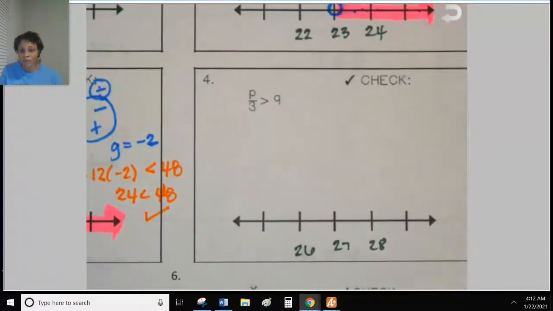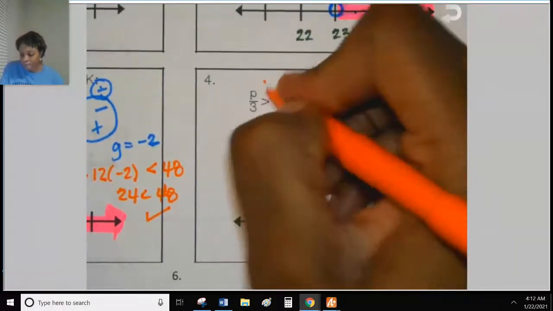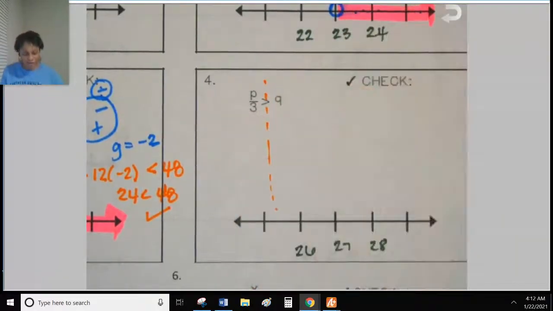Here we have p divided by 3 is greater than 9. Again, dot the line. So here I don't have a negative, so I'm not going to have to reverse the symbol. There is no negative. This is only when you divide by a negative or multiply by a negative. So don't go crazy and start reversing stuff everywhere.